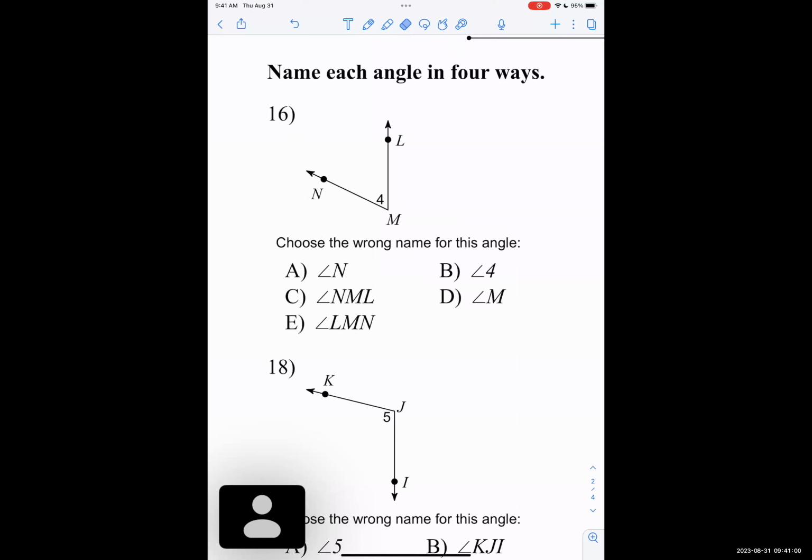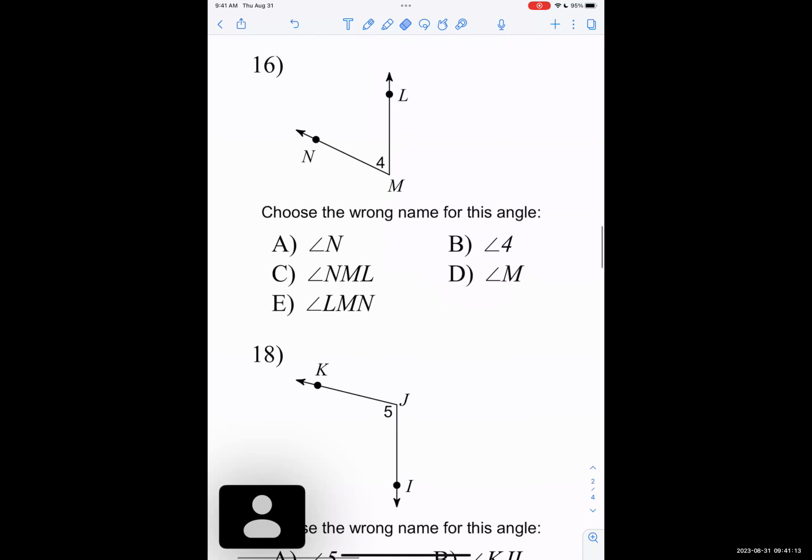Name each angle in 4 ways. So 4 of them are correct, 1 of them is wrong. Let's just go ahead and follow this direction. Which one is not the correct way to name this angle? Which one cannot be the name?